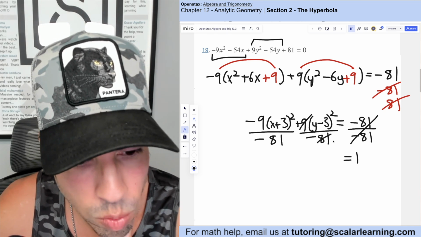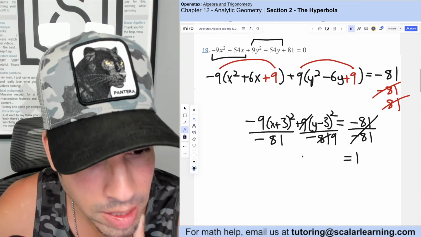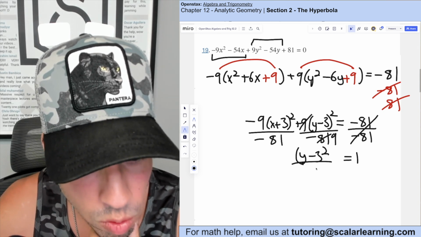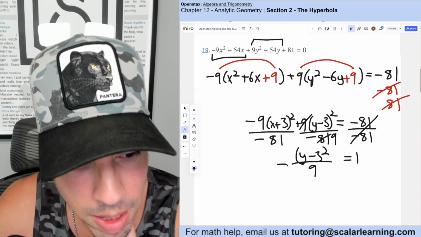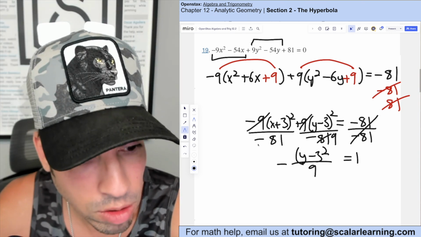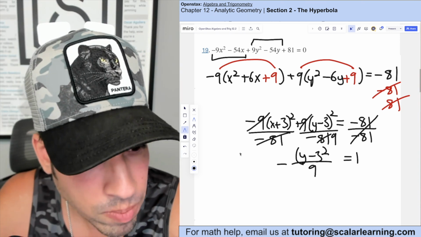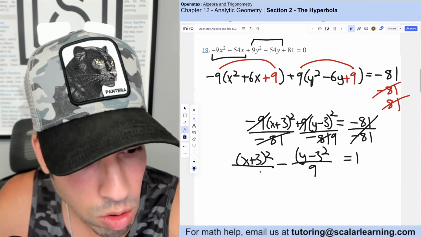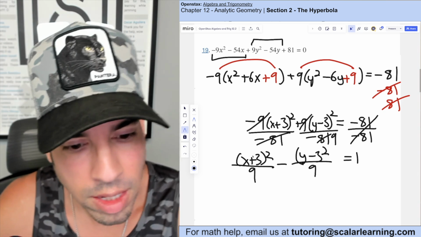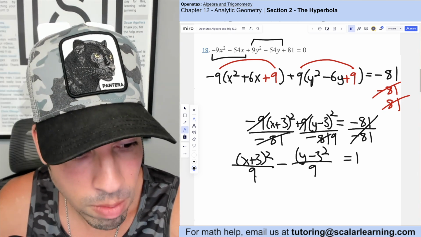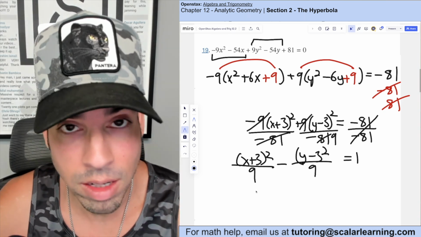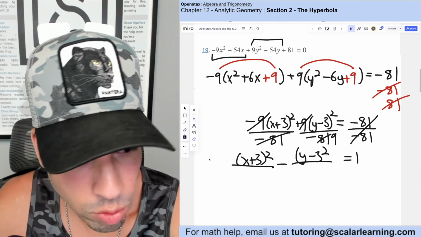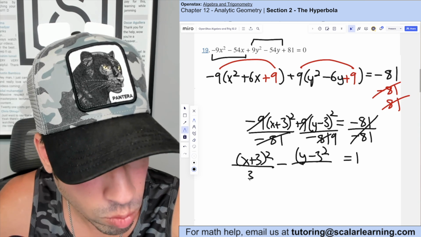That's going to cancel out to 1 over 9, but it's negative. So we got y minus 3 squared over 9, and it's negative, so we can put a minus in front. And then these two cancel out to 1 over 81. Negatives go away. So we got x plus 3 squared also over 9. And that's how you do it. Now we're in that nice standard form. I could say 3 squared instead of 9, but either way. The only thing I can change is I'll change the 9 to 3 squared, and we're good to go.